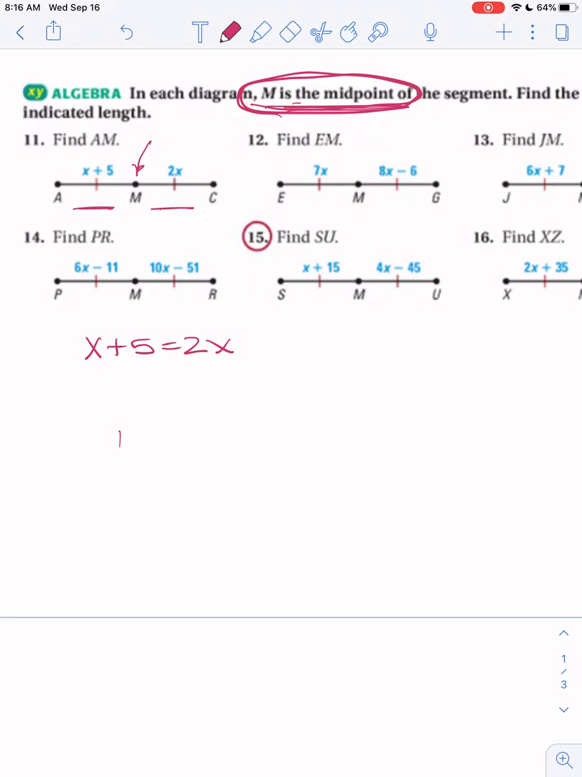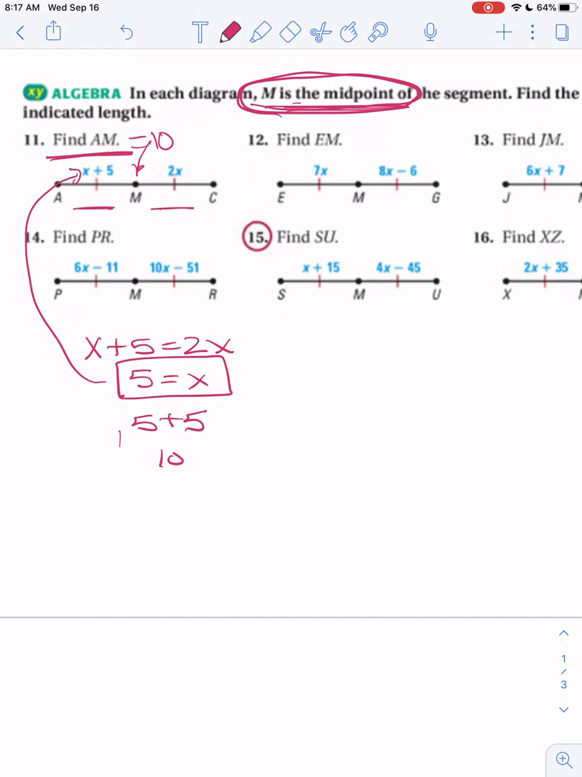So I'm going to subtract x from each side, and it looks like the value of x is 5. Now let's go ahead and answer their question. The question isn't what's x, it's what's the length of segment AM. So I'm going to take my x and put it back in. I know that x equals 5, so I have 5 plus 5, or the length of segment AM is 10 units long. Sometimes they're going to ask us for the length of the whole segment, not just half of it. So let's practice one of those.